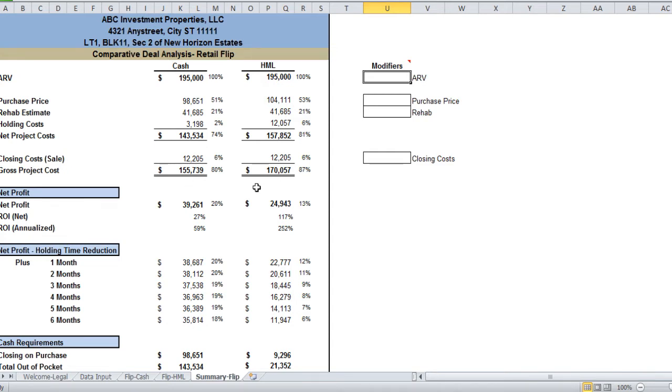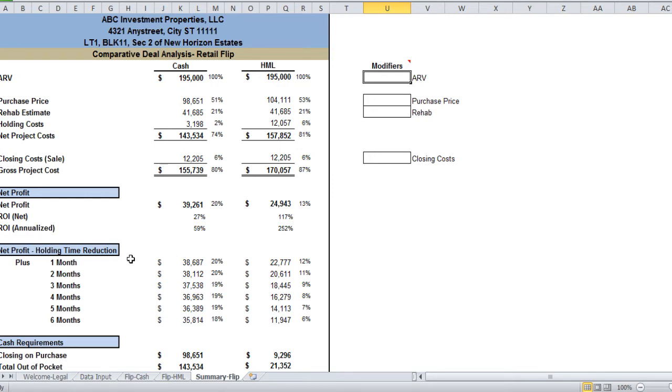Next, we get into our net profit. Our net profit is $39,261, or 20%, based on doing this as a cash deal. $24,943, or 13%, if we do this as a hard money deal. And then we have our ROIs, net and annualized. Now, this is the ROI on the total project. This doesn't include our investor breakdown, which we'll get to later, but this is just showing you on a project to project basis, what is your ROI for the investment net and what is it annualized?